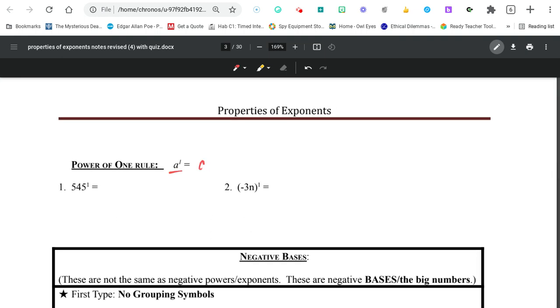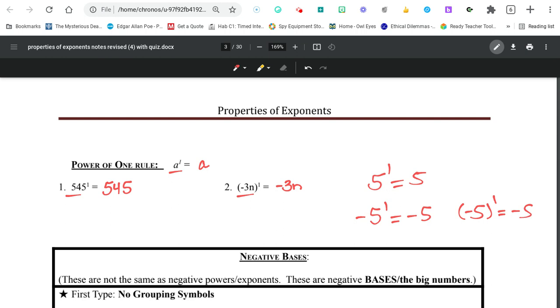Anything raised to a power of 1 is just whatever the base is, like 545 to the first power is 545. This whole thing is raised to a power of 1, so the answer is just negative 3n. Okay. 5 raised to the first power is just 5. Negative 5 raised to the first power, or the opposite of 5 raised to the first power, is just the opposite of 5, or negative 5. Even if you see this, it's still just negative. It's just whatever the base is, okay? This is the opposite of 5 to the first power, which is negative 5. And this is negative 5 raised to the first power, which is just still negative 5.